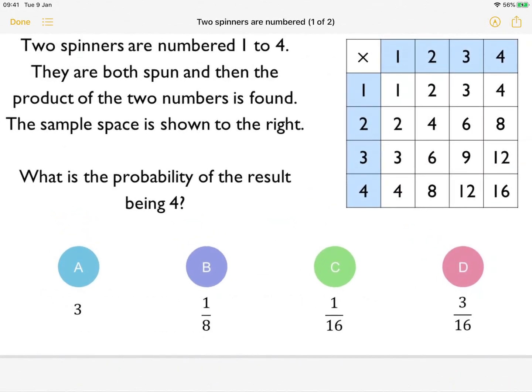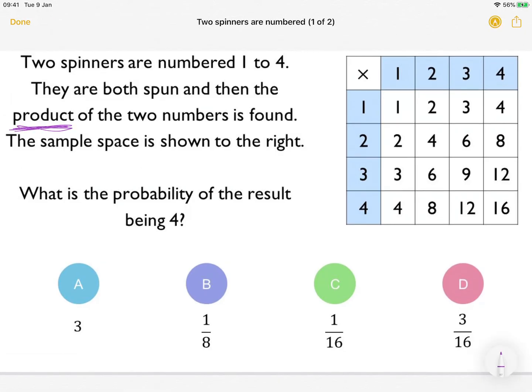So 2 spinners are numbered 1 to 4. They're both spun, and the product is found. So product means that we're multiplying the 2 numbers together. The sample space is shown to the right. What is the probability of the result being 4? So that's 4 exactly. So if you haven't had a go at it, make sure you do now. Maybe you didn't know what product was. Now you do. Try and have a go at it.